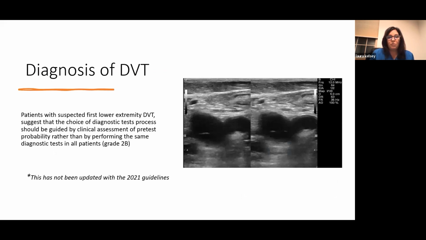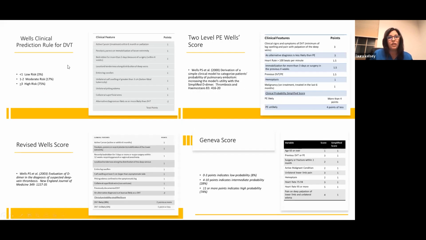There are several bodies of literature that support, in a first patient with a suspected DVT, instead of just doing an ultrasound, using these pretest probability assessments. And that has not been updated in the new 2021 guidelines. To look at those prediction rules, there's the Wells, and then that was modified to basically simplify it from a 3-risk category to a 2-risk category.